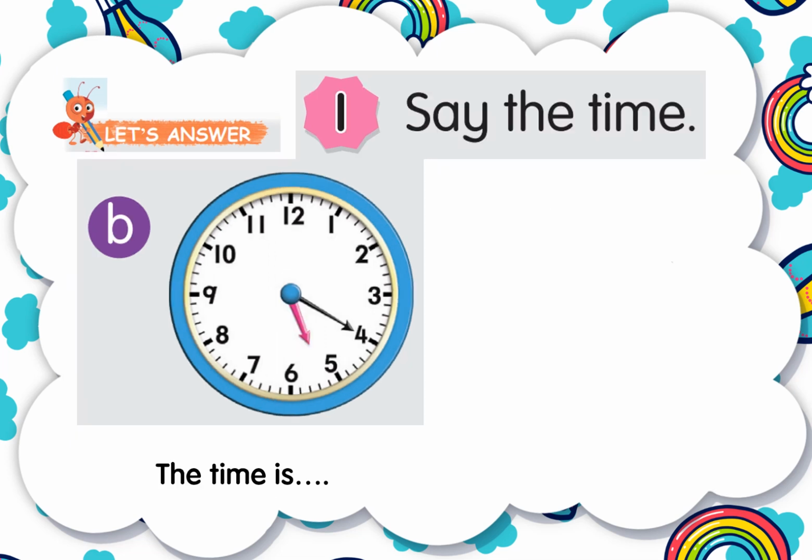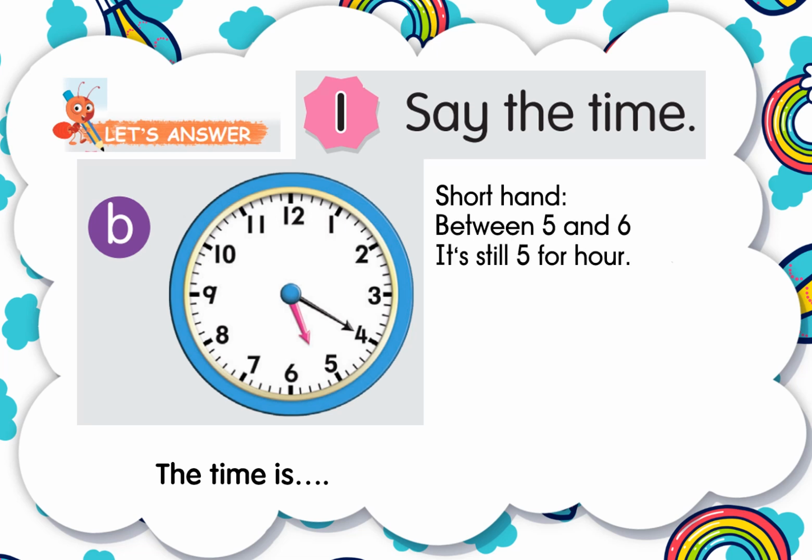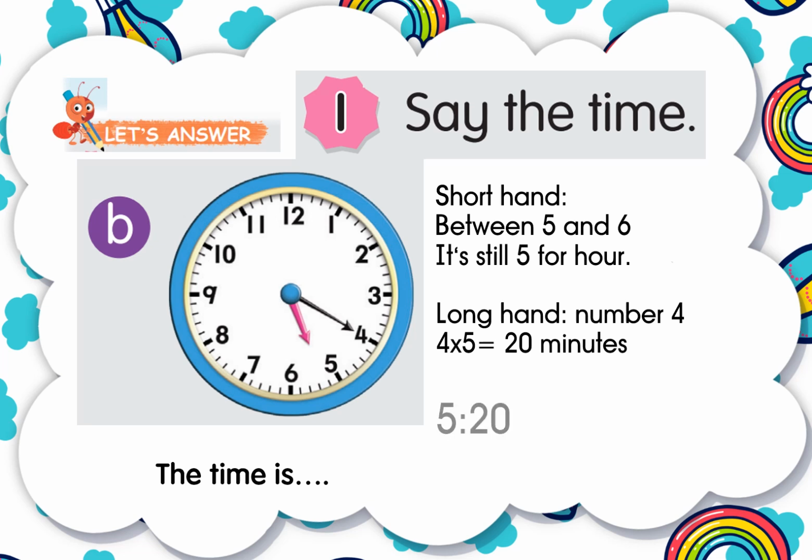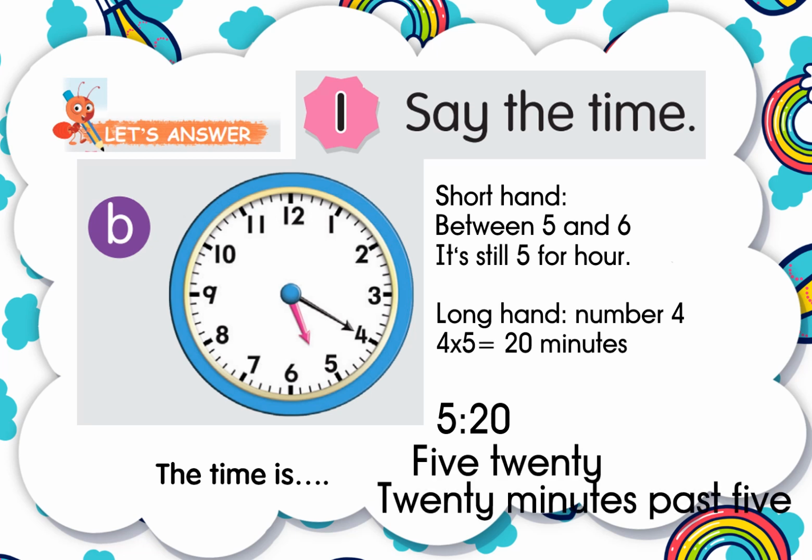Question B. Say the time. Short hand between 5 and 6 is still 5 for hours. Long hand points to number 4 for 20 minutes. So the time is 5:20 or 20 minutes past 5.